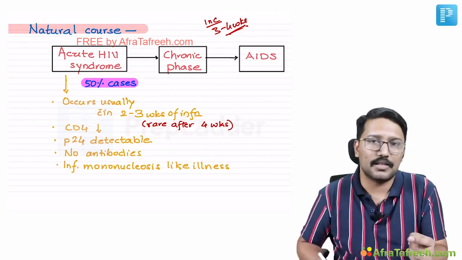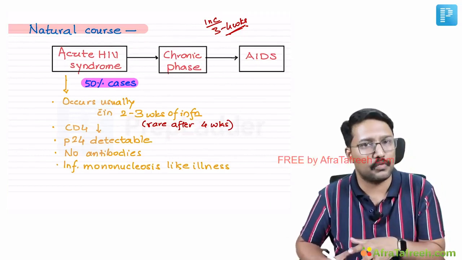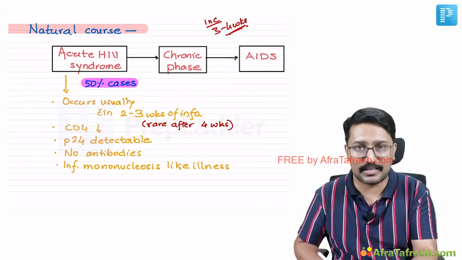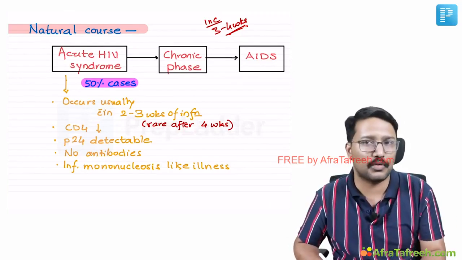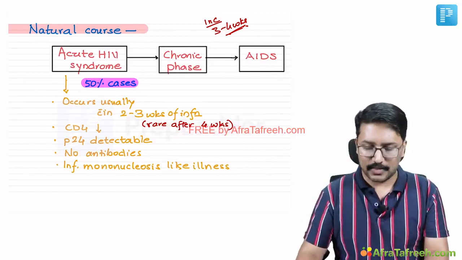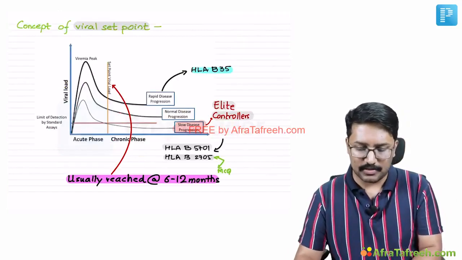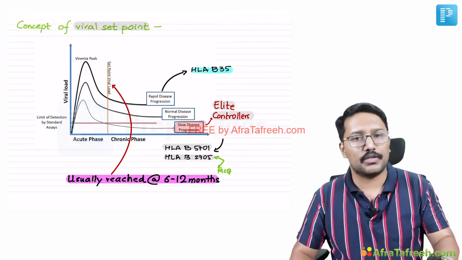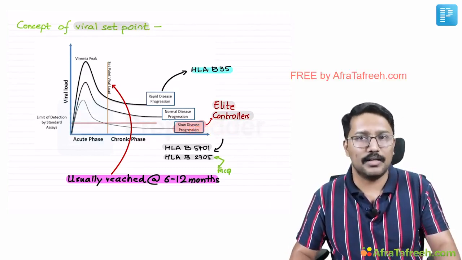Now, what are the characteristics of these patients? What we know so far, right? Do we know anything about why this particular set of patients progress rapidly, and why this particular set of patients do not progress rapidly? Yes. In the last decade, we have understood some key points about it. So, what are the key points we have understood? The key point is the concept of viral set point.